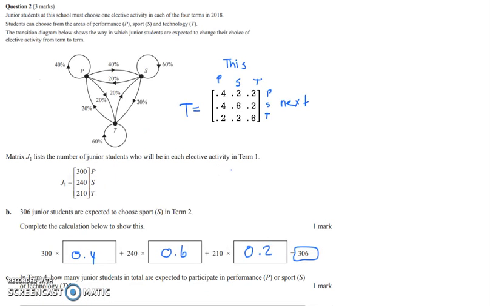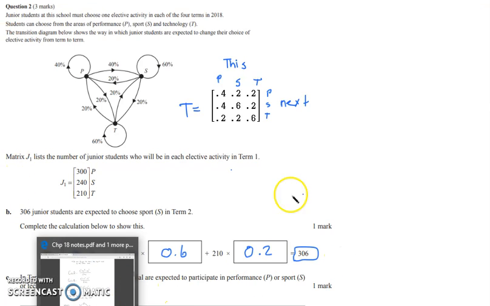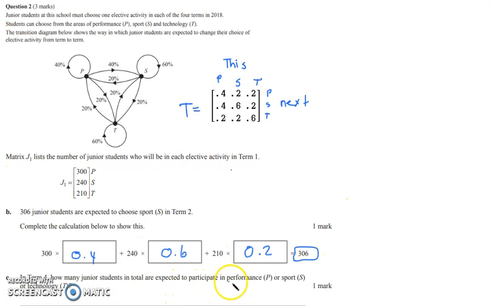Moving on to the next one, which is in term 4: how many junior students in total are expected to participate in performance or sport or technology? There are 2 ways you can complete this question, and there actually is a bit of a trick way if you understand what the question is actually asking. It's asking for term 4, so we've got J1, we want J2, J3, and J4. How many students are participating in the activities? So what are these 3 values?